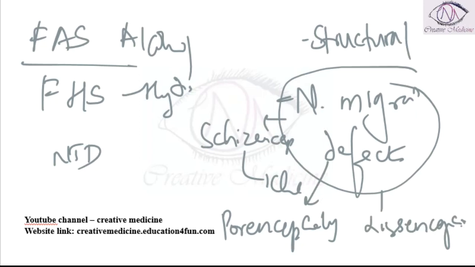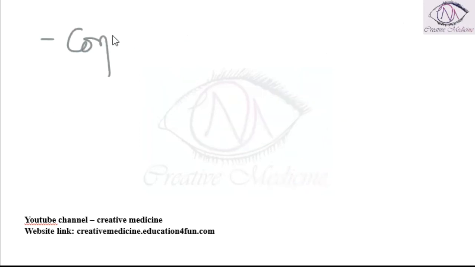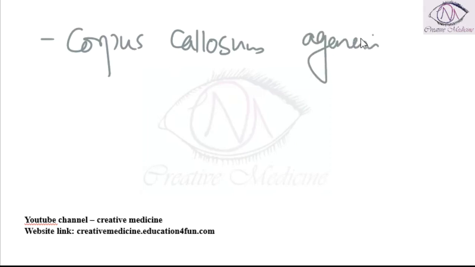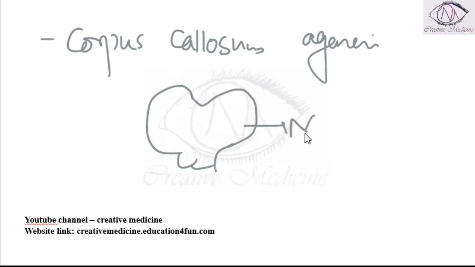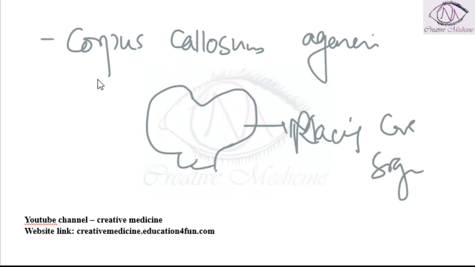And there is also corpus callosum agenesis. In corpus callosum agenesis, the two lateral ventricles and the third ventricle are seen, and this is seen as a moose head sign or racing car sign. So because the corpus callosum is not produced in the corpus callosum agenesis.